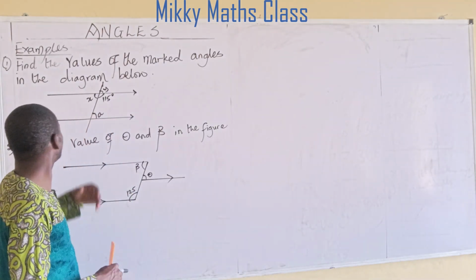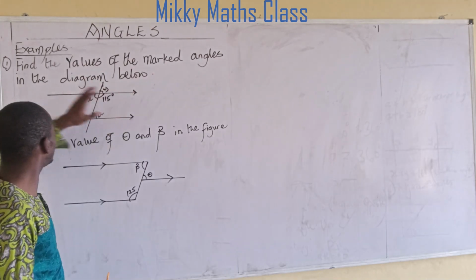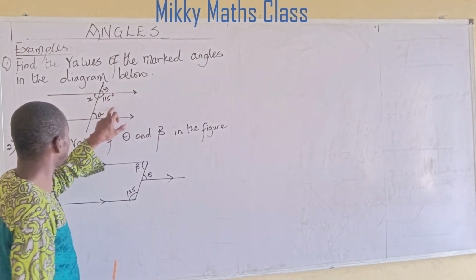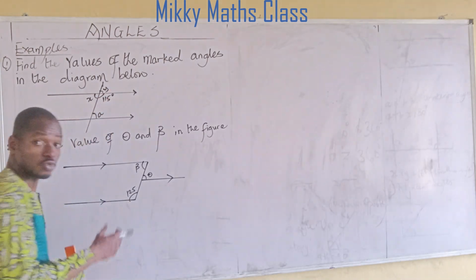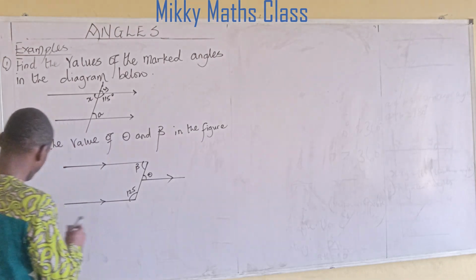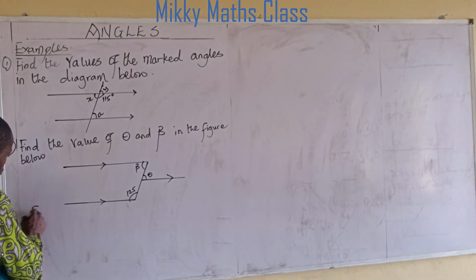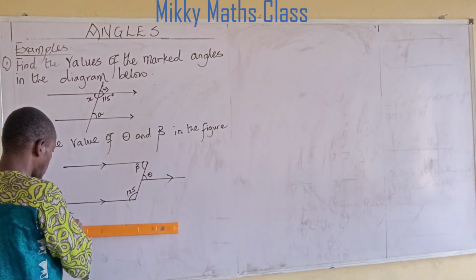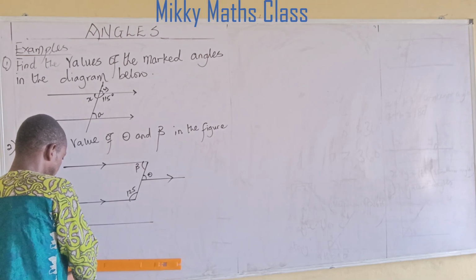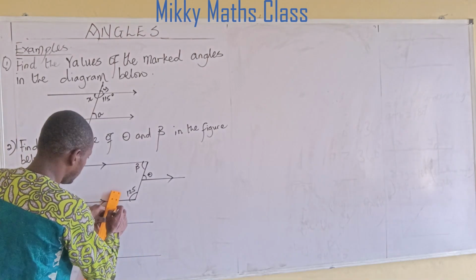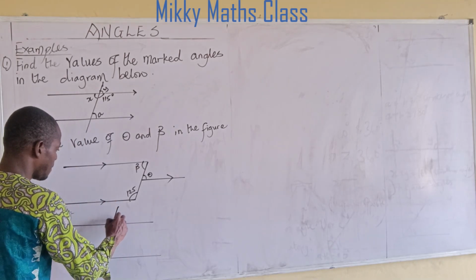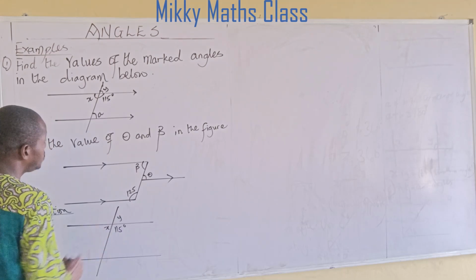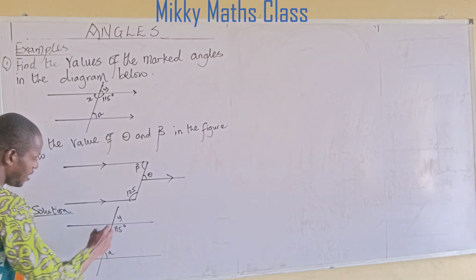Let's look at these two examples. The first one says find the value of the marked angle in the diagram below. Here is X, here is Y, here is 115, and here is A. So let's look at it together. For the first one, solution for the first one, we have, let's draw it. We have this angle here, Y. We have our X here, and we have 115 degrees, and we have our A here.